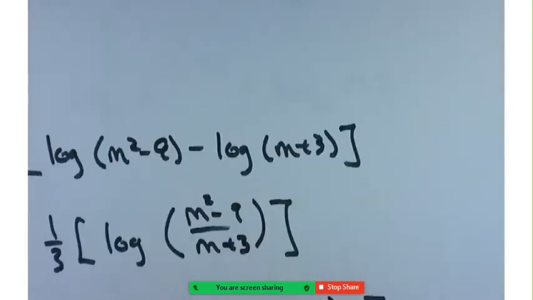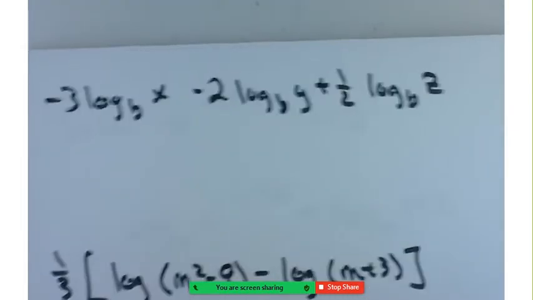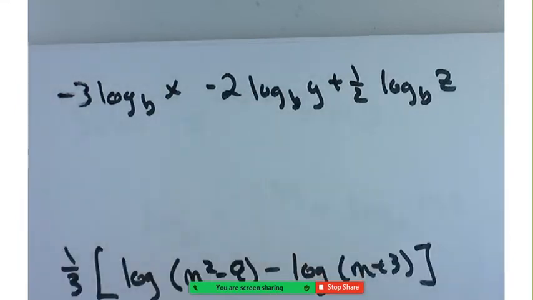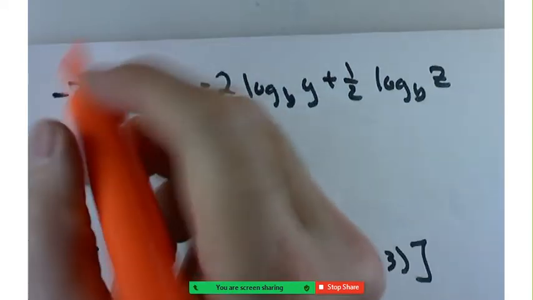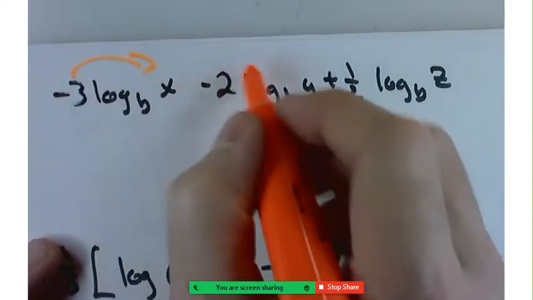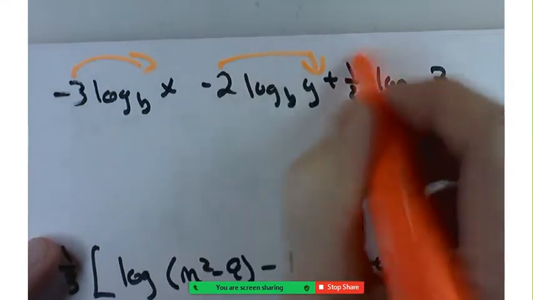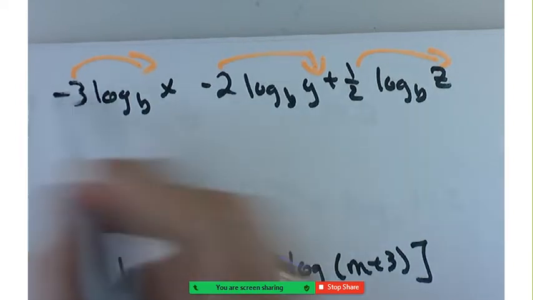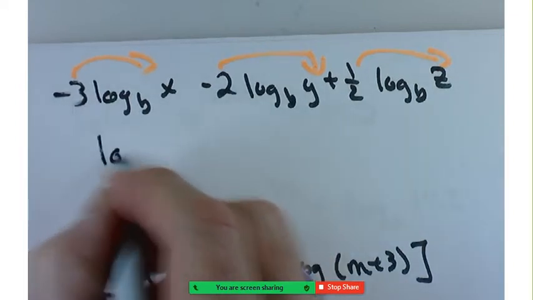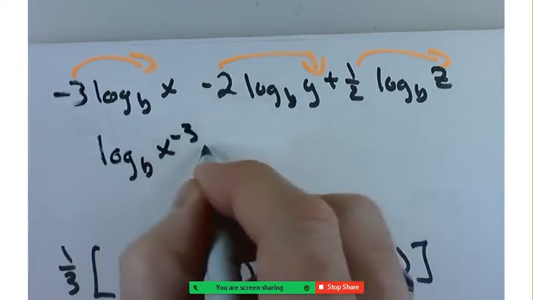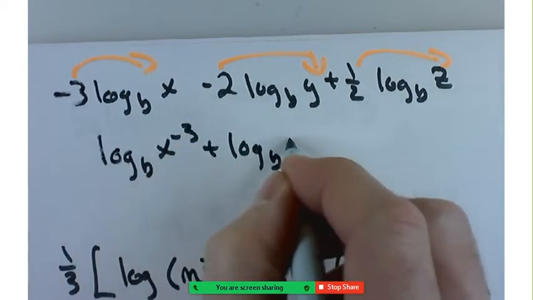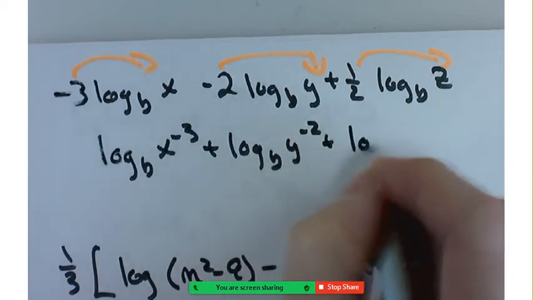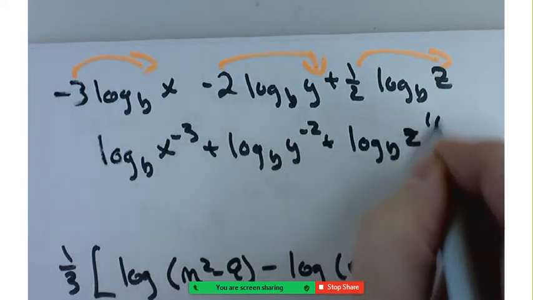Going in kind of the reverse direction, you could be asked to do something like this problem. Write this as the log of one term. Now, in the reverse direction, I would suggest that you get rid of these coefficients by making them exponents first. And unlike some other books or instructors, I'm going to take the 3 and the negative and put it in the exponent. So this is going to be log base b of x to the negative third plus log base b of y to the negative second plus log base b of z to the 1/2.